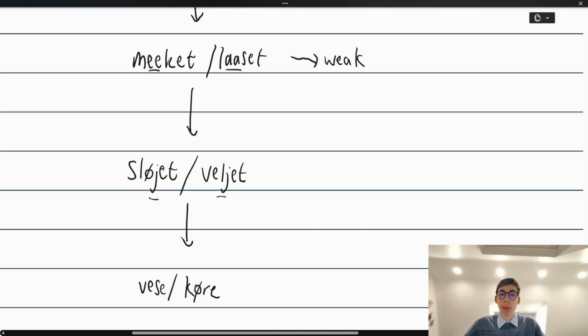And the other thing is, when we talk about palatalized vowels, and if you remember, that's A, I, and Oi.